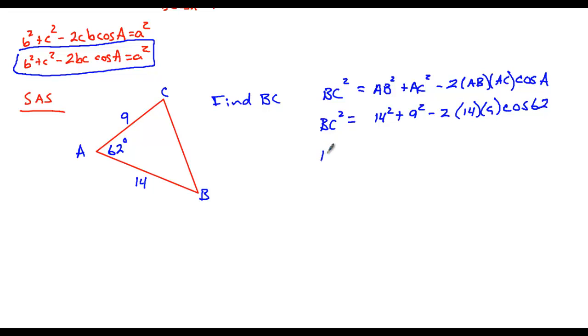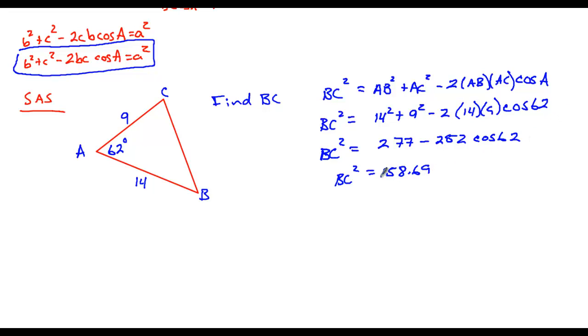Not so bad, just calculator stuff. So BC squared equals 14 squared plus 9 squared is 196 plus 81, which is 277, minus 2 times 14, that's 28, times 9 is 252, minus 252 cosine 62. You type all of this in your calculator in one step, and you get that BC squared equals 158.69.